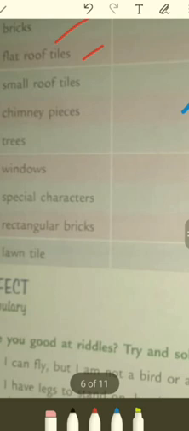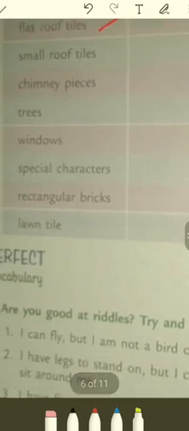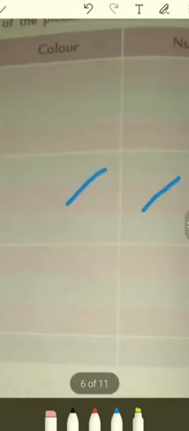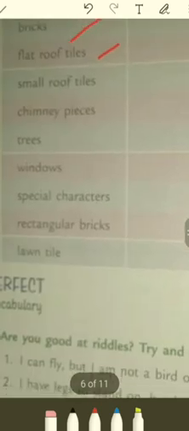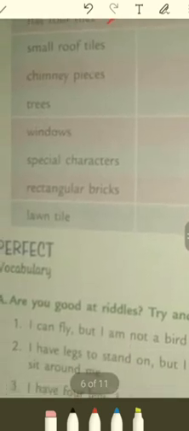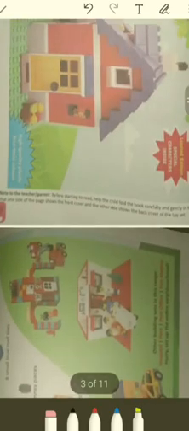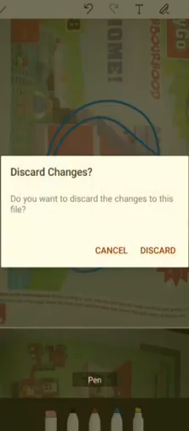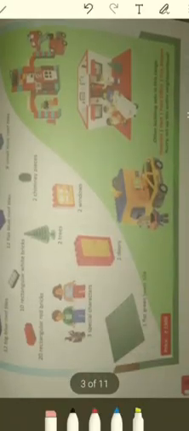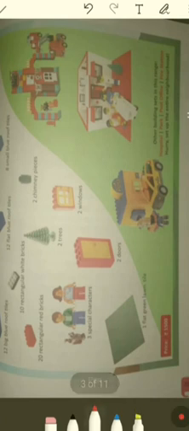Then what will you have? You'll have windows, special characters, rectangular bricks, color, number. So this is how you are going to do it. Clear? You will take reference from these two pages, this page over here and this one. It's not going to be that difficult. Just see, identify and fill it up.